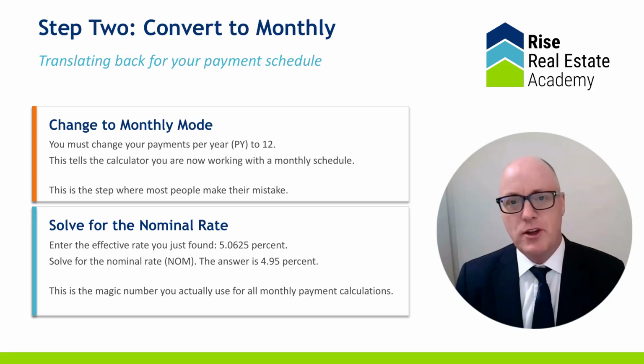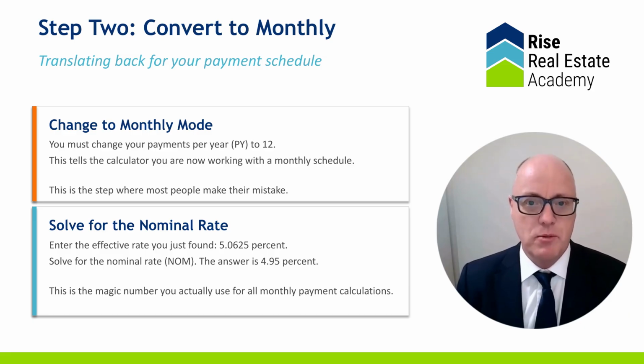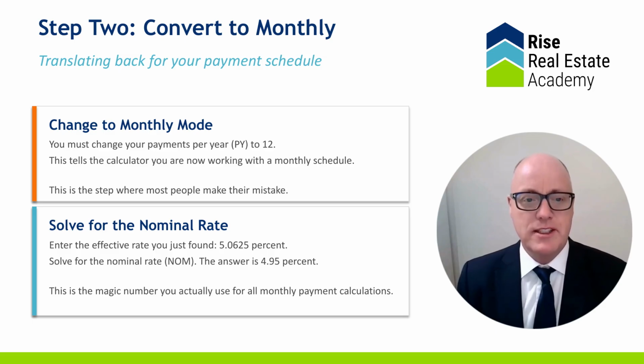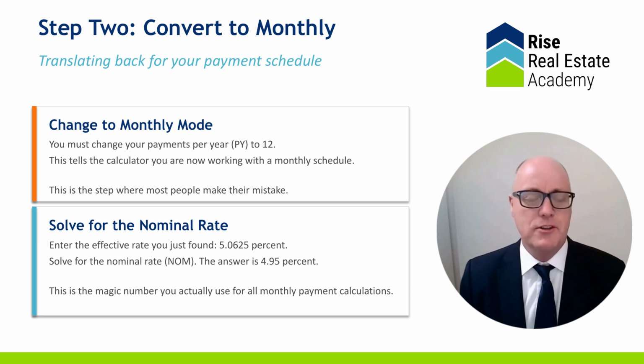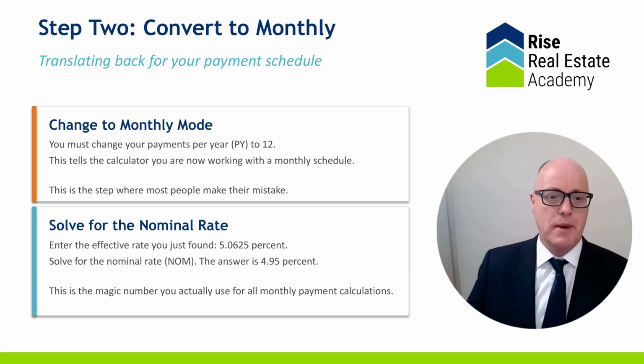Now that we have the true annual rate, we need to translate it back into a number that works with our monthly payments. Listen up, because this is where so many people make a mistake. You must change your payments per year to 12. You're telling the calculator, hey, we are doing monthly stuff now. Then you enter that effective rate we just found, the 5.0625%, and solve for the nominal rate. The answer is 4.95%. This is the magic number. This is the interest rate you are actually going to use for all your calculations involving monthly payments.